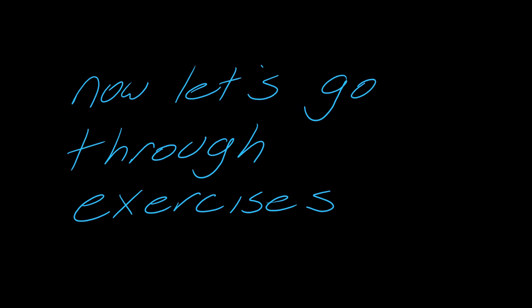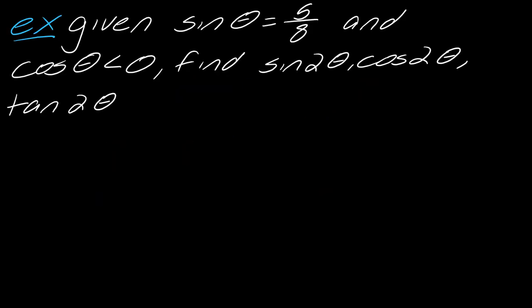And now I want to go through a bunch of different exercises of how to use these identities. So let's start with this first one. Given sine of theta equals 5/8 and cosine of theta is less than 0, find sine of 2 theta, cosine of 2 theta, and tangent of 2 theta.